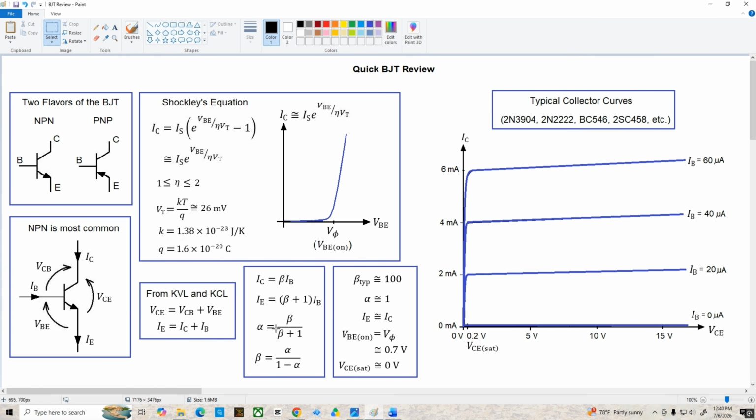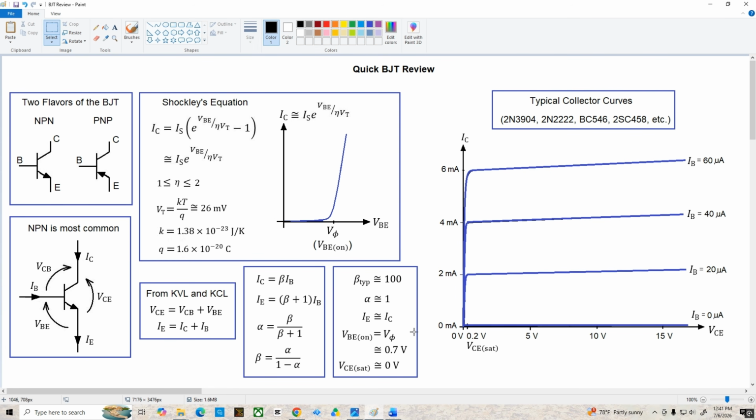Now, there's another parameter, alpha. I should have defined it. It's equal to IC over IE. And we can also define it in terms of beta, beta over beta plus 1. But again, remember, because beta plus 1 isn't that much bigger than beta, this works out to be very close to 1 most of the time, and we'll just approximate it as 1 most of the time as well. Now, we can also define beta in terms of alpha. We see that here, alpha over 1 minus alpha.